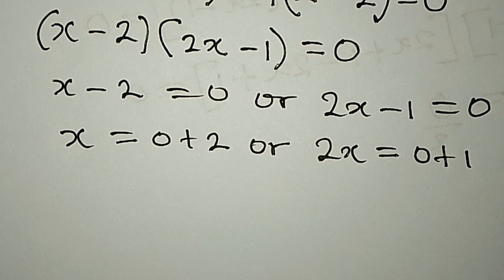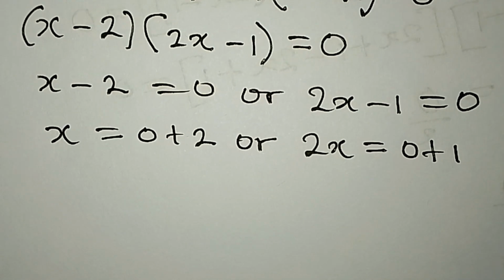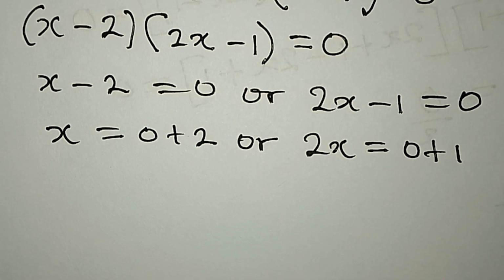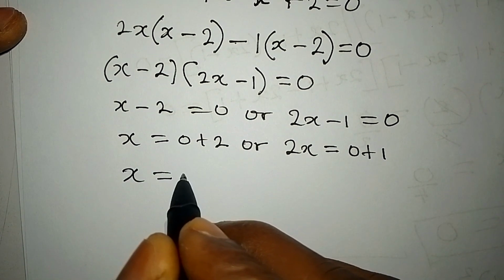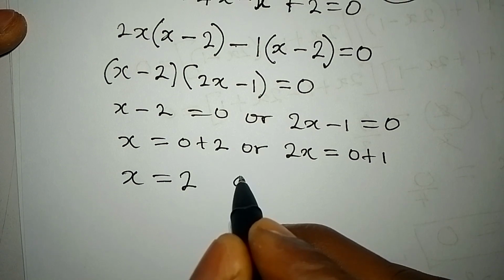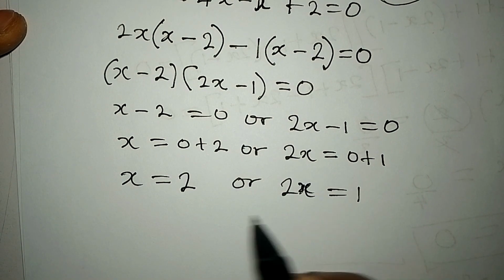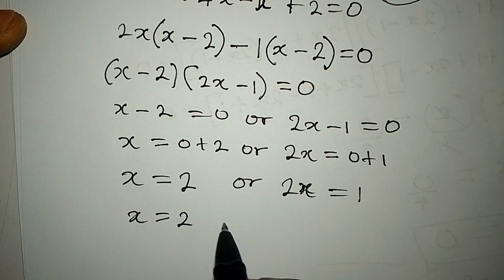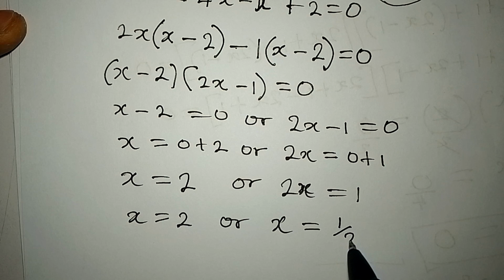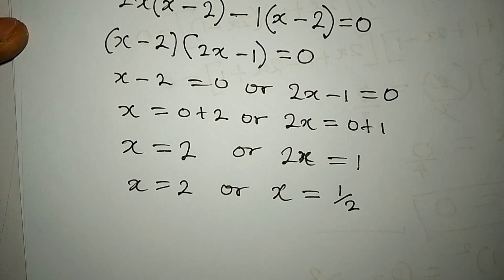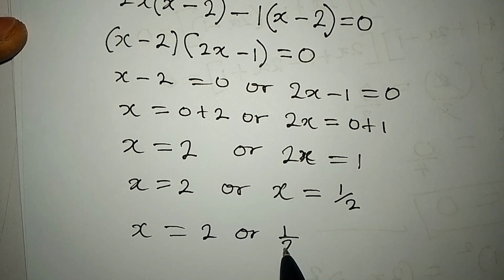Okay, so this is what we have. And then what can I do from here? Very quickly. So we're going to have x to be equal to 2 on this side, or on this side 2x is equal to 1. Now x here remains 2, or x here is equal to 1 over 2. So we can conclude that our x is equal to 2 or 1 over 2.